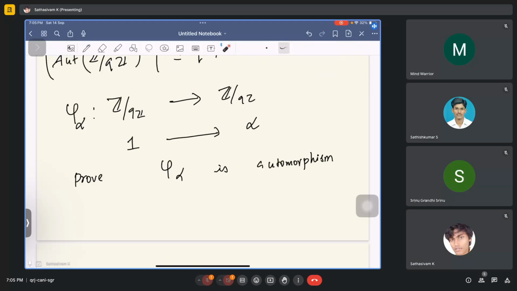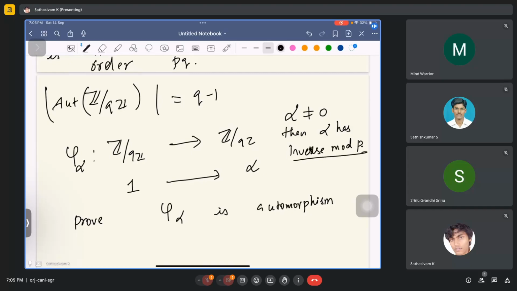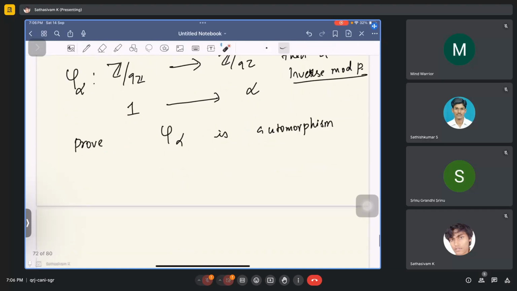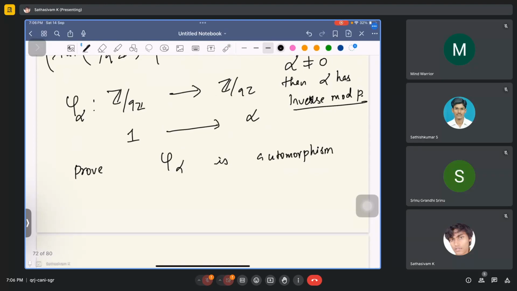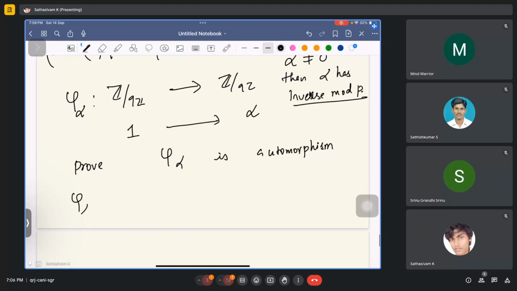It is not very hard to prove. You just have to use the fact that if alpha is not equal to 0, then alpha has an inverse mod p, and this is what you are going to use. Maybe I will prove it directly. First of all, observe that this is a homomorphism, because it's a cyclic group. Once I map the generator, I have a homomorphism. So phi alpha is a homomorphism.